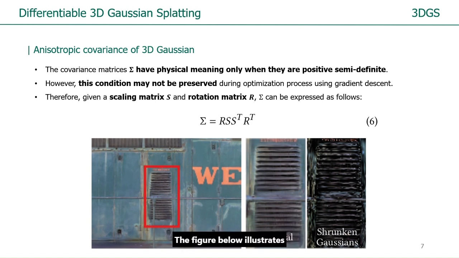The figure below illustrates the importance of anisotropic Gaussians. The anisotropic Gaussians can better preserve elongated structures and fine geometric details in the scene.